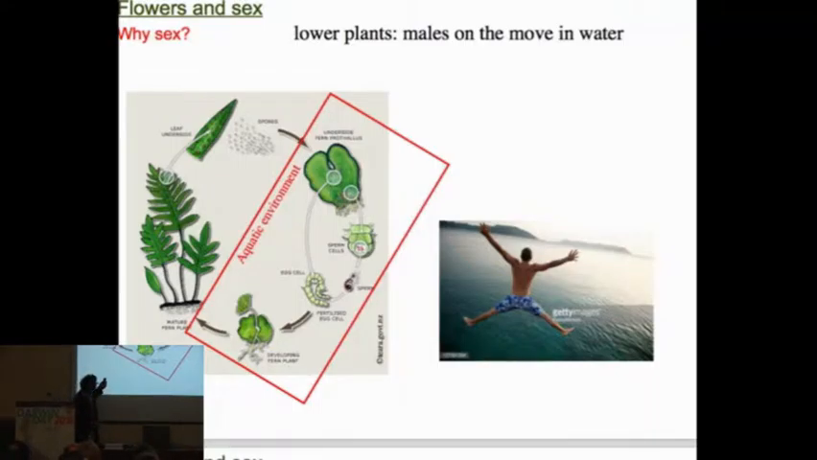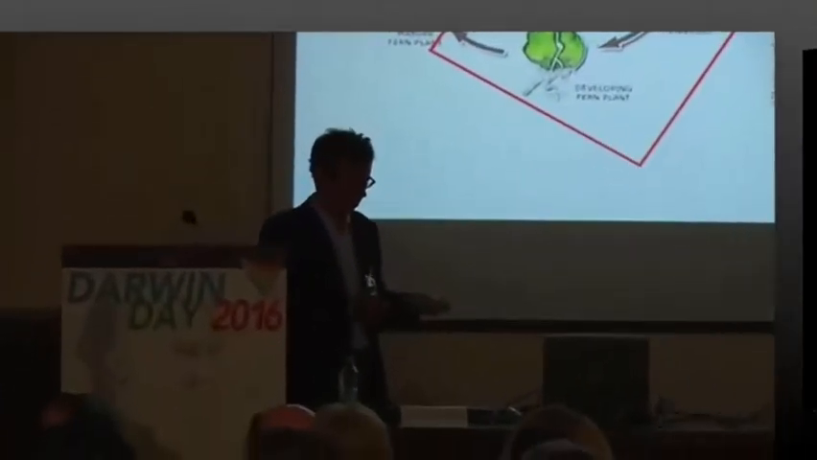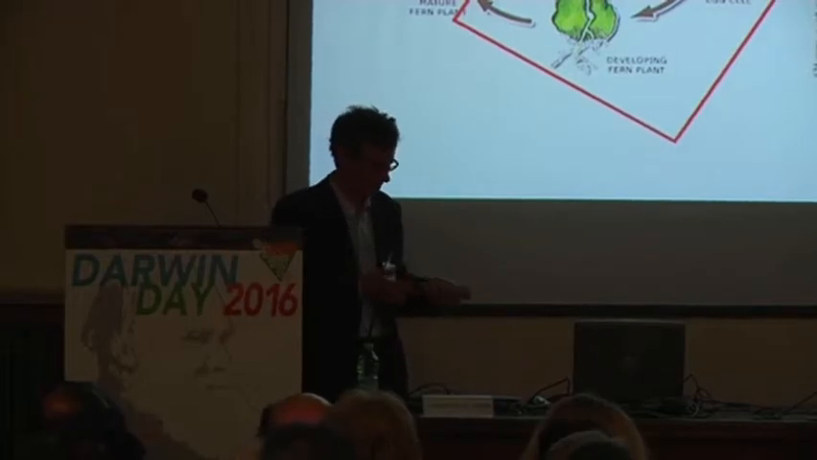So here you have the life cycle of a fern. The fern growing on dry ground, producing spores. And the spores will only germinate in a humid aquatic environment to produce male gametes that can swim to the egg cells and fertilize the eggs to produce a new plant. So lower plants are, in fact, a bit constricted in their possibilities.